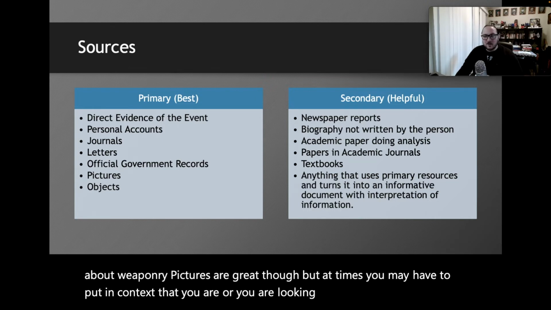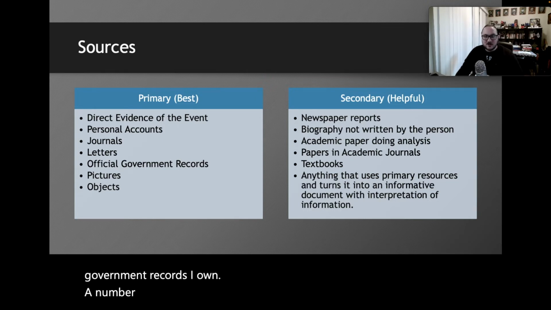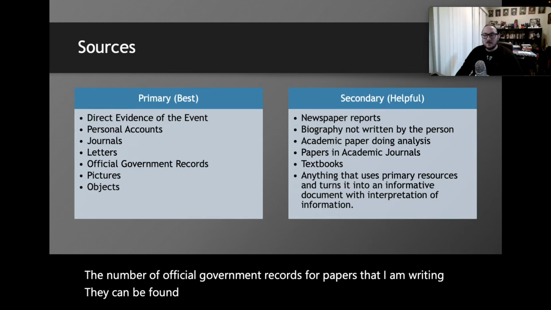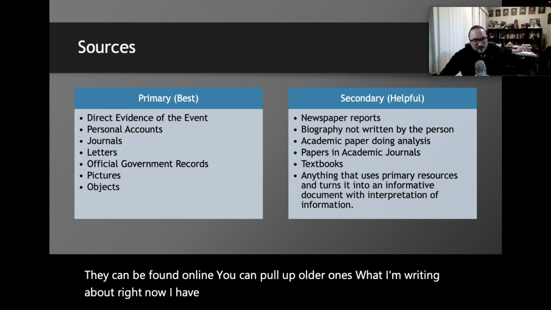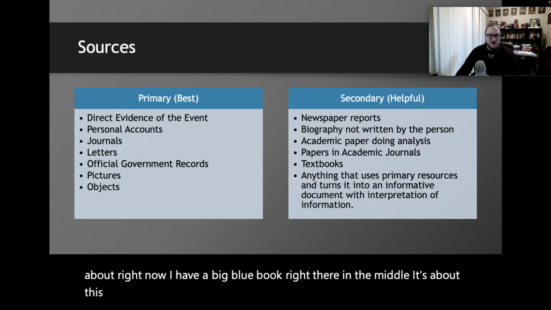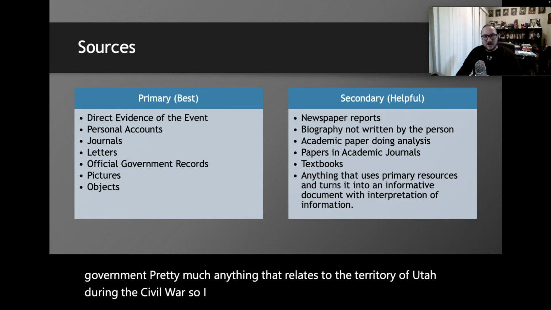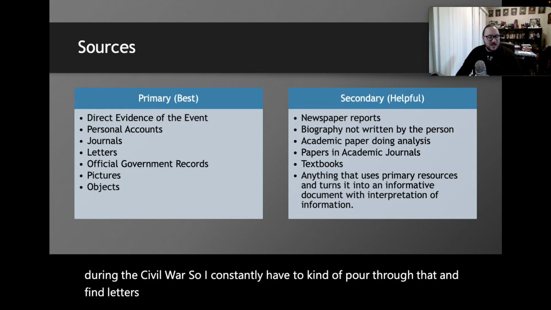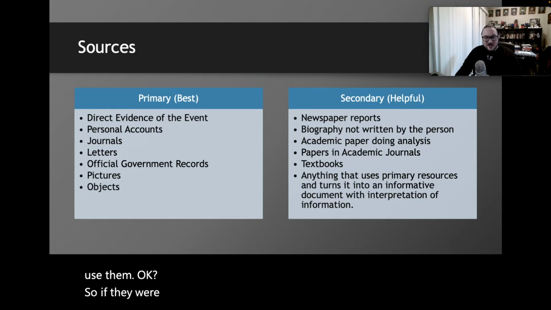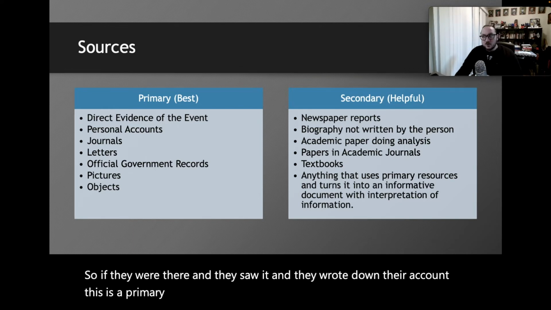Official government records. I own a number of official government records for papers that I am writing. They can be found online. You can pull up older ones. What I'm writing about right now, I have a big blue book right there in the middle. It's about this thick. It's all the communications between the United States government, pretty much anything that relates to the territory of Utah during the Civil War. So I constantly have to pour through that and find letters and use them. Okay, so if they were there and they saw it and they wrote down their account, this is a primary source. So remember that. Okay.